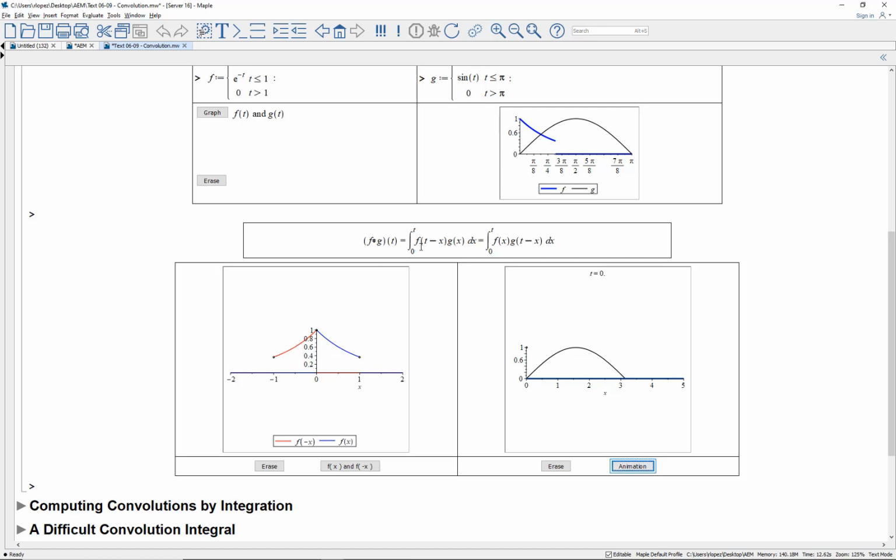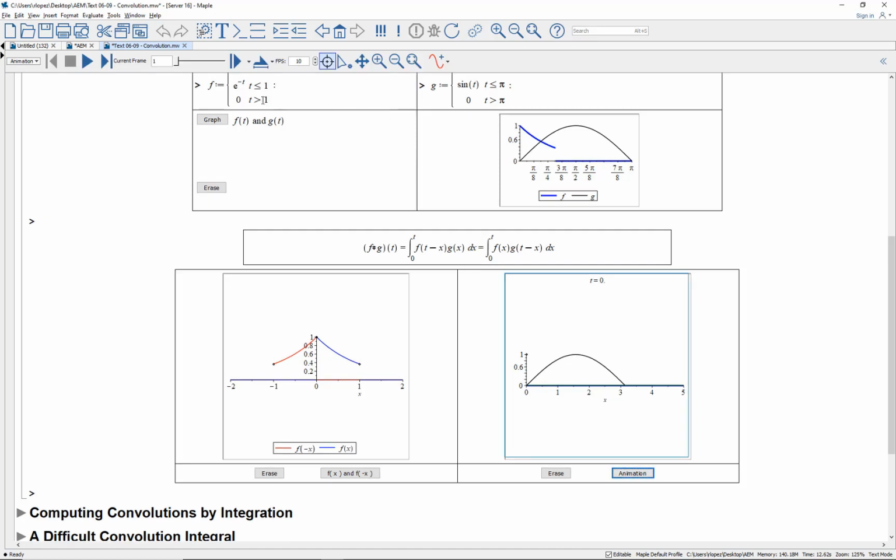Now, as t increases in this integral, this red bit is going to be translated to the right. And so this animation shows that happening. Let's slide to the right. Okay, so you can see that red bit sliding to the right. But that's not the only thing that happens in this integral. That red bit multiplies g. So there's the product between this red bit and this black arch. That produces this green curve.